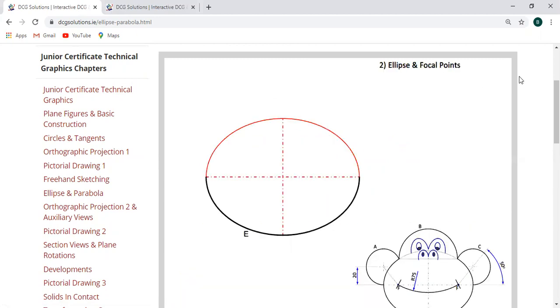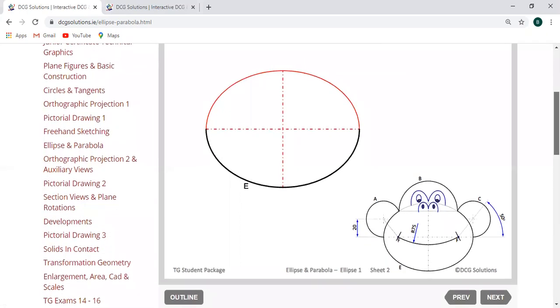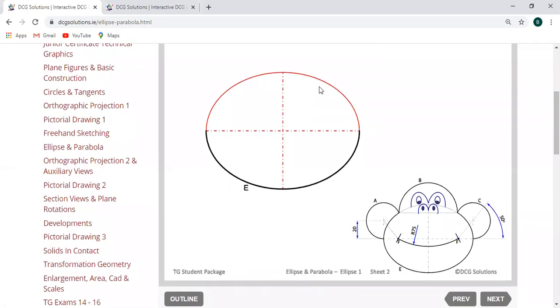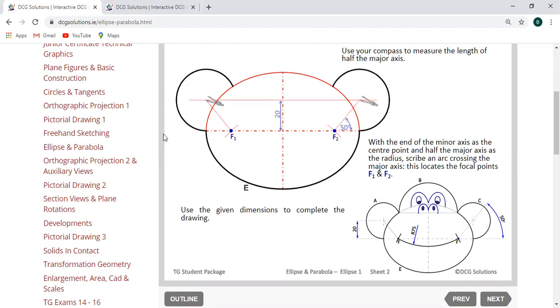Okay, so if we just look at this question here, all right, we need to create, does it say it, or do we? Okay, so we need to find the two focal points to begin with. All right, once we've those found, you can start to create your shape.